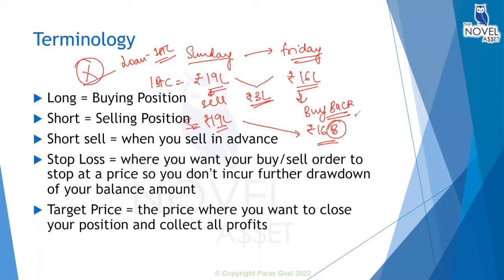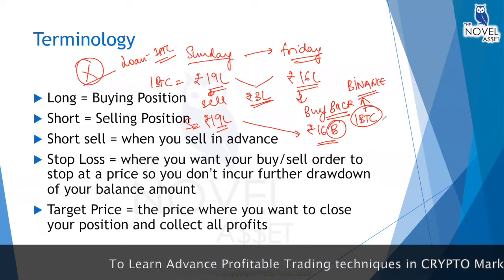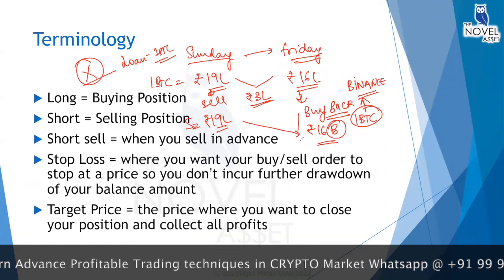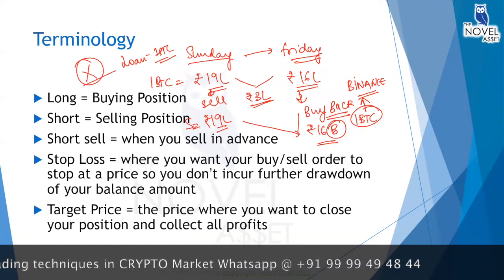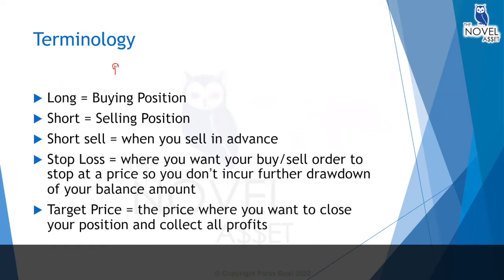Okay. And once I buy back this BTC, I will return it to Binance only, because I have loaned this BTC from Binance. And what I will realize is the difference between the buying and selling prices. So I'll make around 3 lakh rupees profit because of this. Understood this transaction?